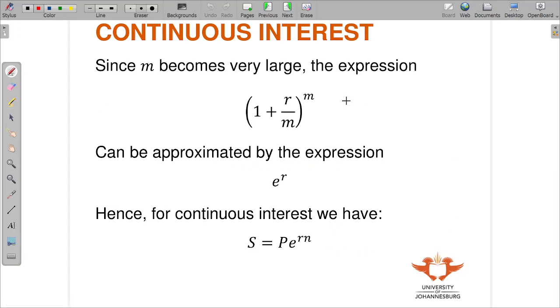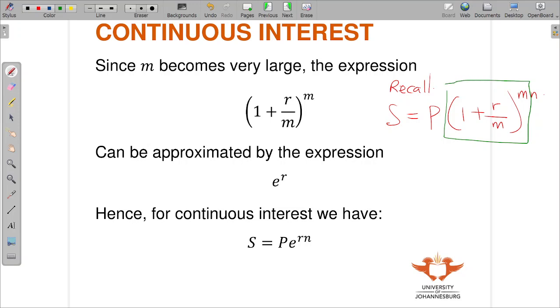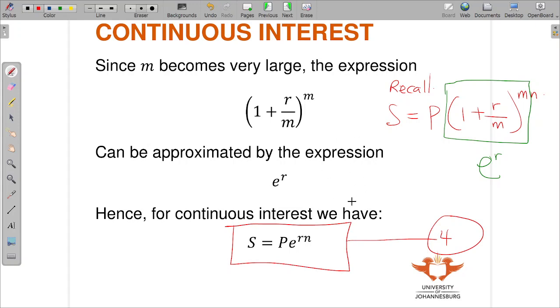In compounding continuously, you recall our formula S equals P times (1 plus r over m) raised to the power m times n. When we are compounding continuously, we replace this part of that formula with e raised to the power r. So the formula for compounding continuously becomes this. We can call this equation 4. Whenever we are asked to solve a problem that involves compounding continuously, you replace this with e raised to the power r and use this formula.